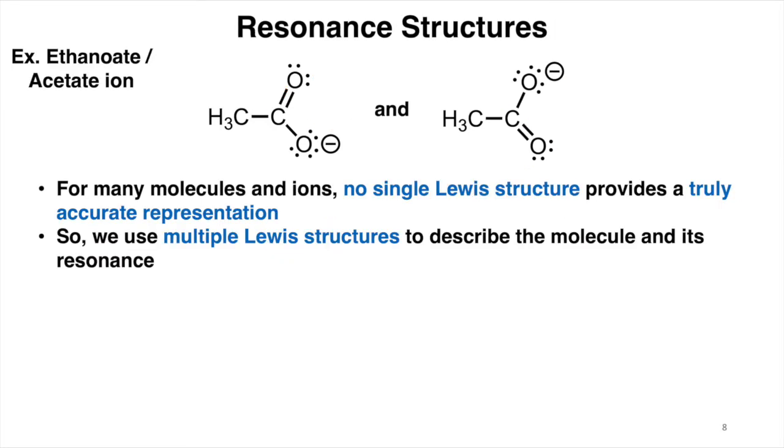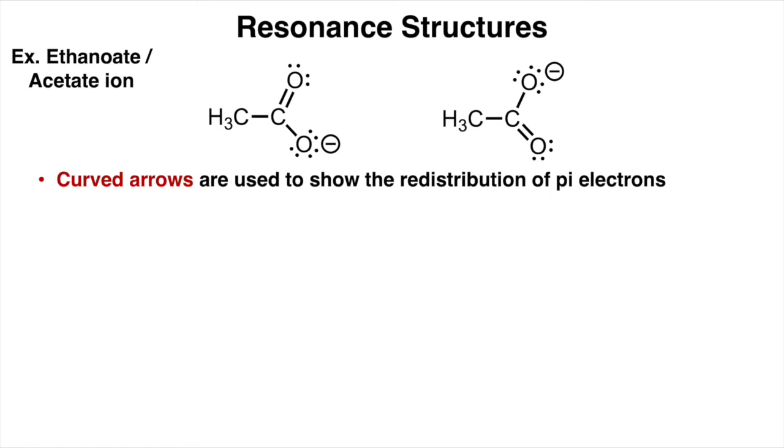For now, you just need to know that for many molecules and ions, there isn't a single Lewis structure that provides a truly accurate representation of the molecule. So because of this, we use multiple Lewis structures to describe the molecule and its resonance. To show the redistribution of pi electrons in a molecule, we use curved arrows. This is a super important concept in organic chemistry, so make sure you fully understand how to draw curved arrows.